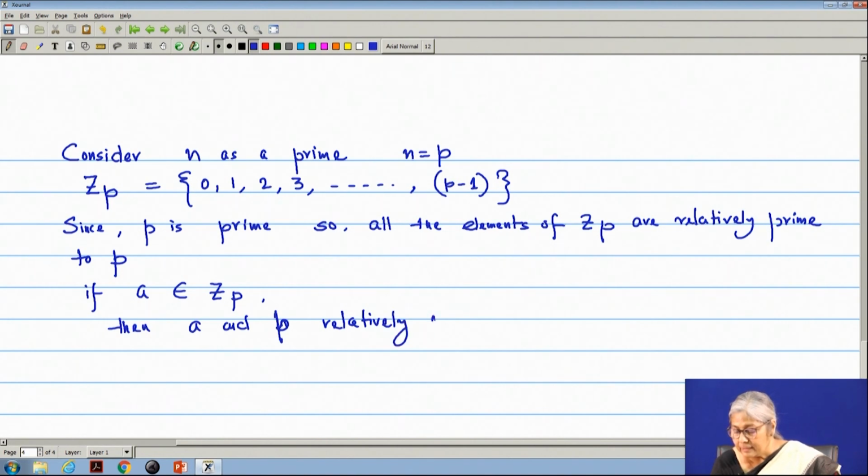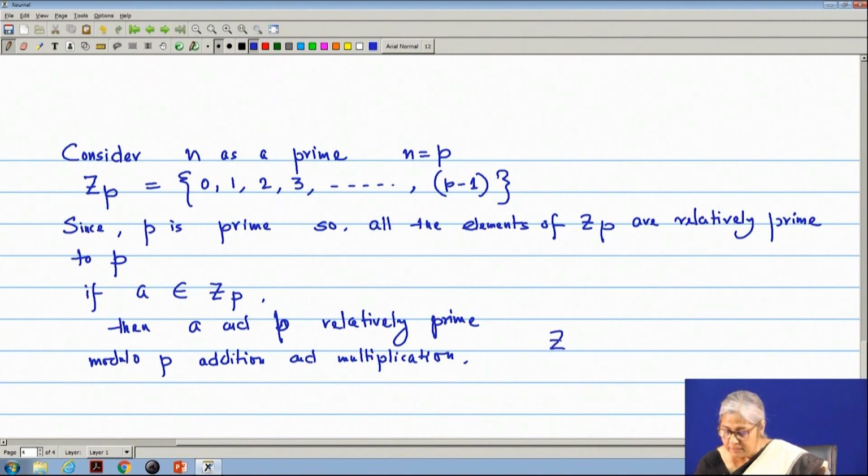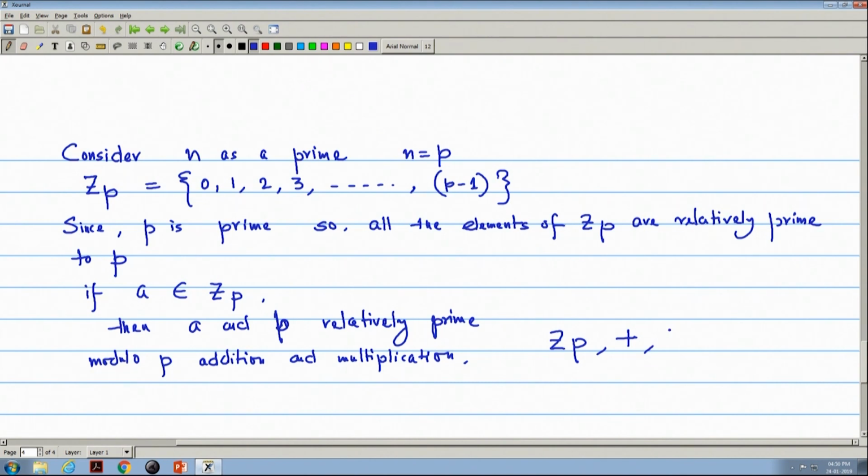Now if I do the modulo p addition and multiplication, that means I take the set Zp, and plus, and last day we gave the notation star for multiplication. So modulo p, or mod p, addition and multiplication.